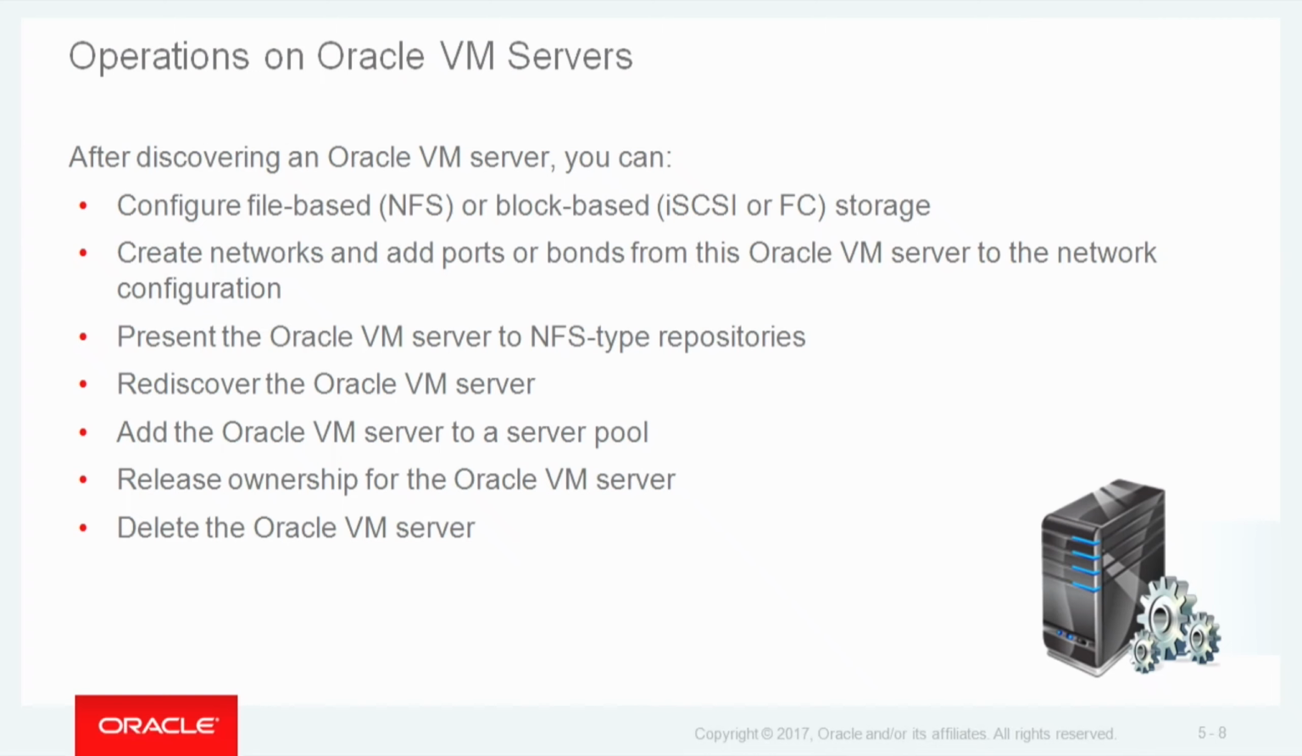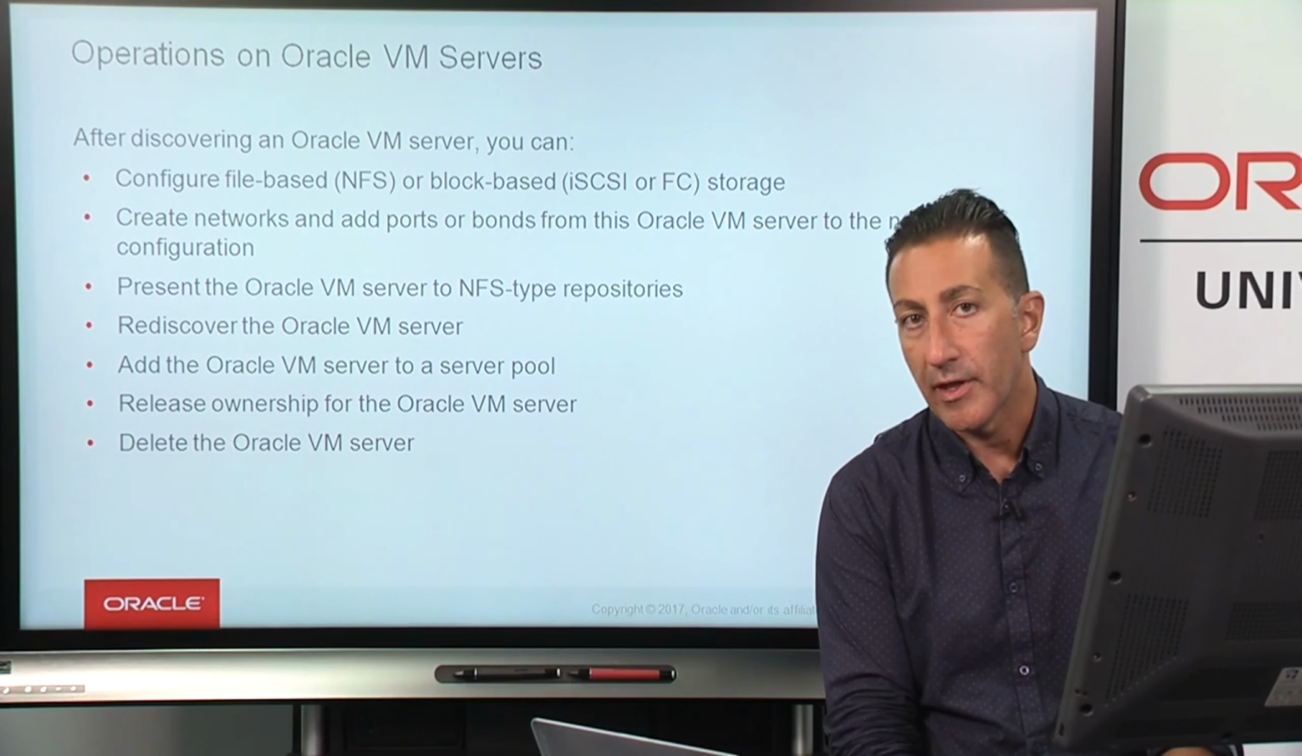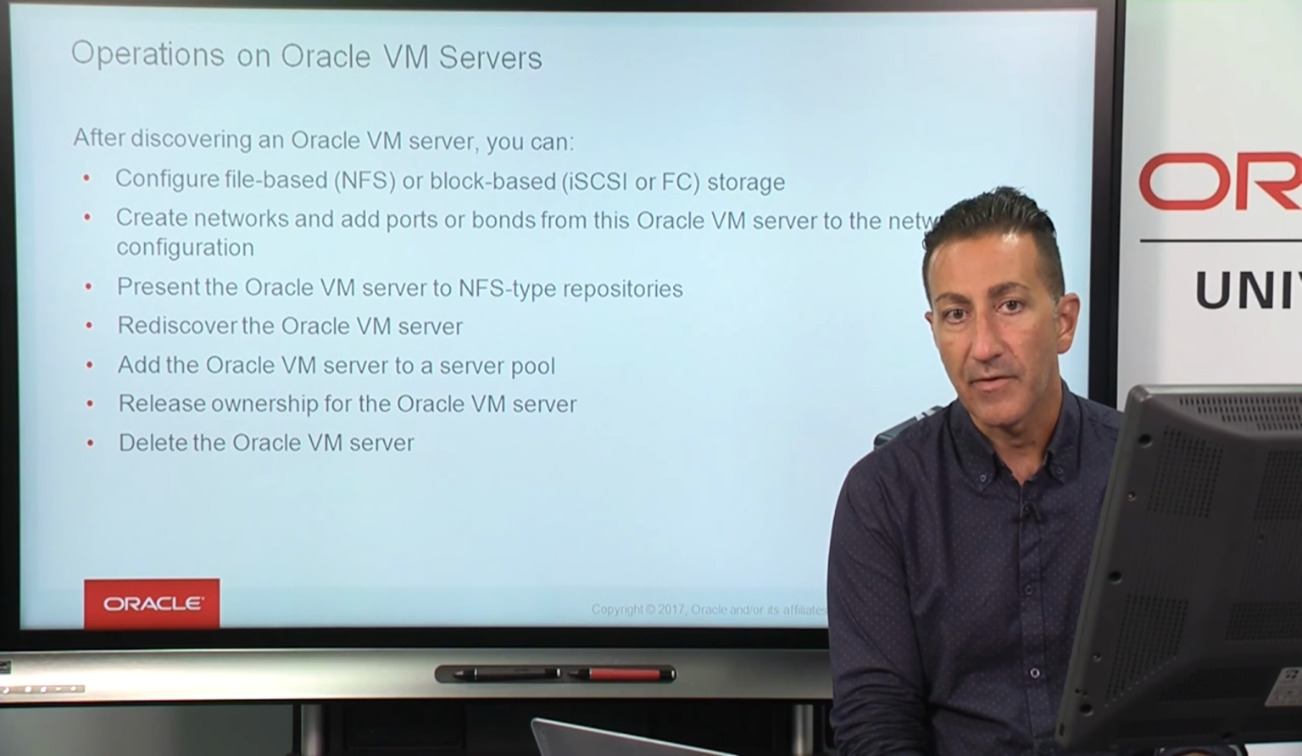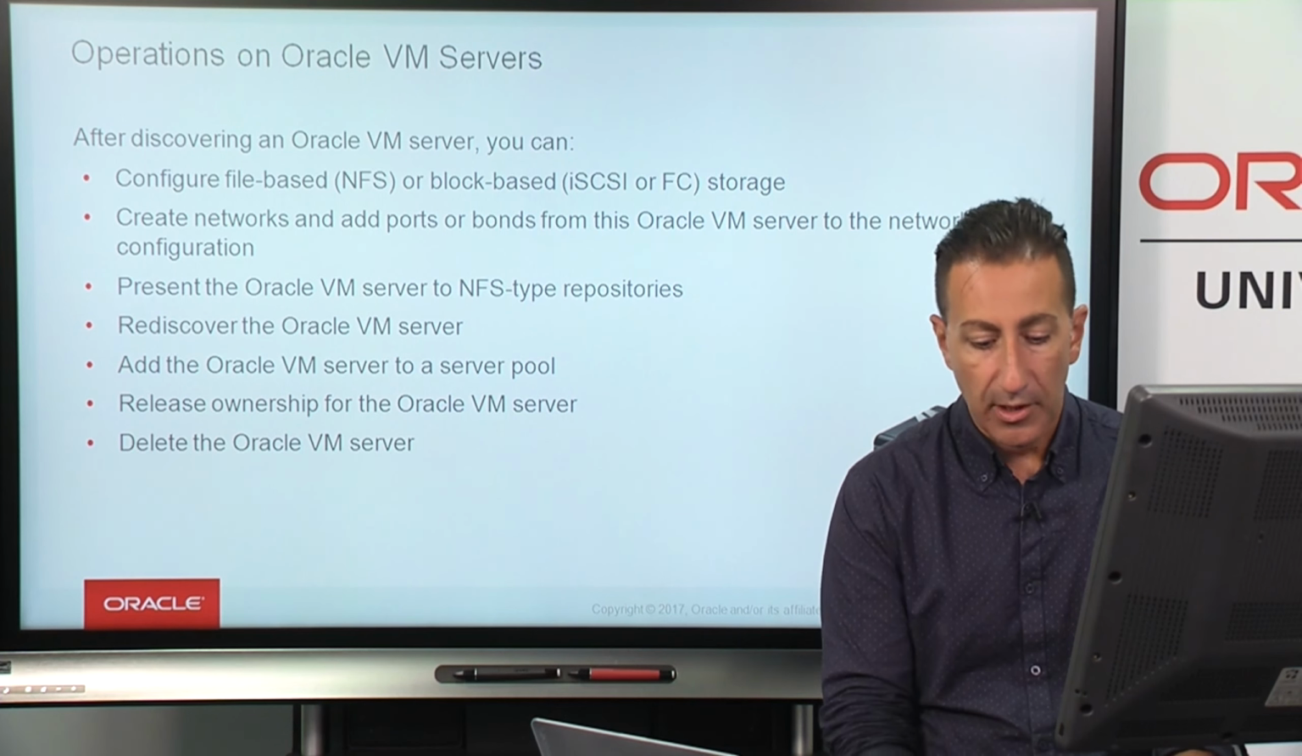If, for example, as I explained before in the other slides, you perform any kind of change, right? Also, you can add the Oracle VM server to a server pool, to an existing server pool. You could release the ownership for the Oracle VM server. Releasing the ownership means that you detach or disconnect the VM server from this Oracle VM Manager configuration. This is the typical action when you want to move this server to another Oracle VM Manager infrastructure. And also you have the option to delete the Oracle VM server.